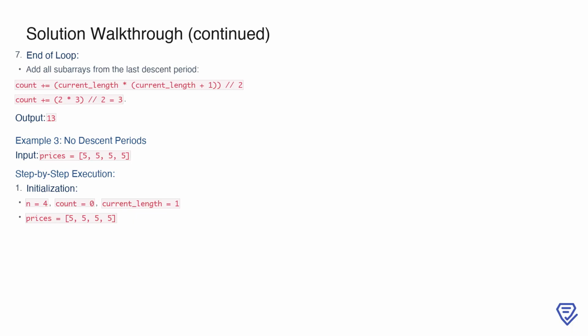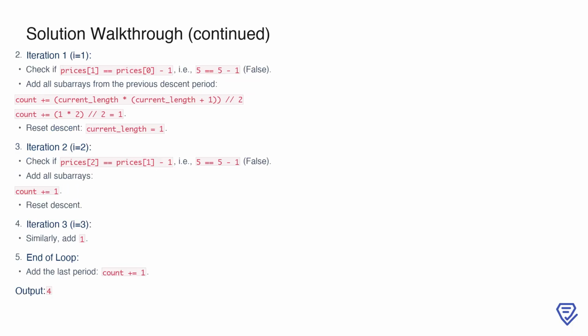The output is 13. Finally, we move on to the third example where the input prices are 5, 5, 5, 5. Once again, we initialize the variables. Here, n is 4 because there are 4 elements in the array, count is set to 0, and current_length is initialized to 1. Since all prices are equal, there will be no valid descent periods.